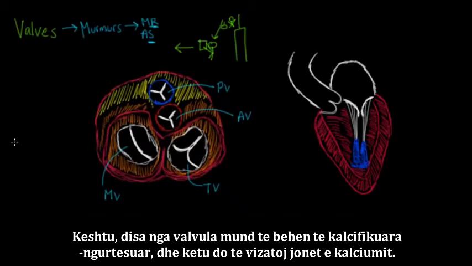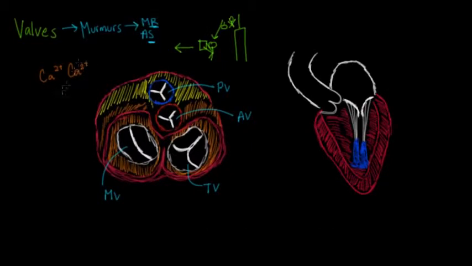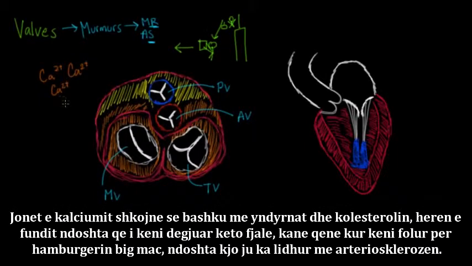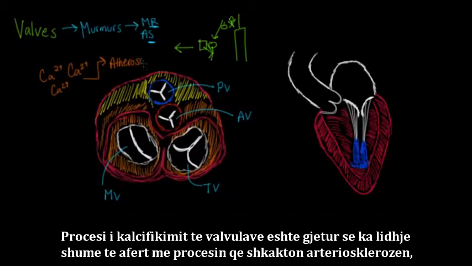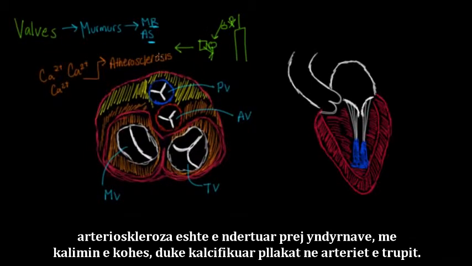So some valves can actually become calcified. And even though I'm drawing these little calcium ions as if they're ions and in solution, that's not really the case. And these calcium ions kind of go together with fat and cholesterol. And the last time you heard all those words together, unless you were talking about a Big Mac and a glass of milk, it was probably in reference to atherosclerosis. And so the process of valve calcification has actually been found to be very close to the process that causes atherosclerosis. And atherosclerosis is just the buildup of fatty and, over time, calcific plaques in the arteries of the body.